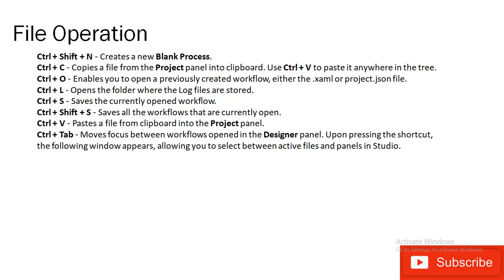Ctrl plus S will save your file or workflow, whatever you have created. That helps when you stop and open the file again, as it will be available as you created it. Ctrl plus Shift plus S will save all the workflows available in your project. Ctrl plus V pastes the file from the project location.